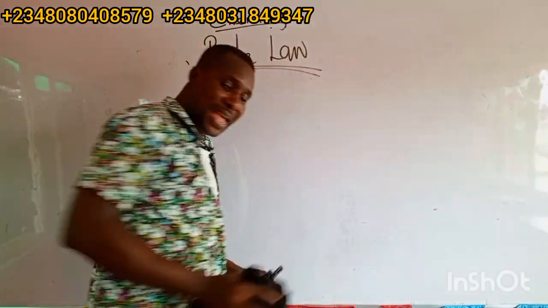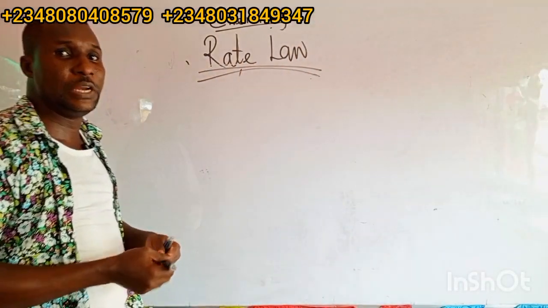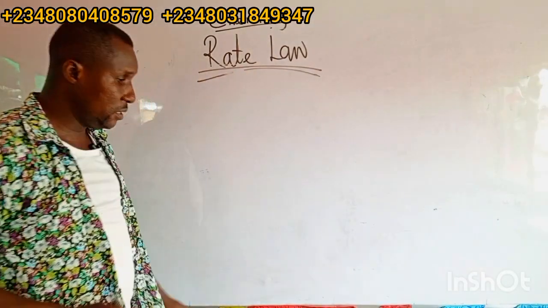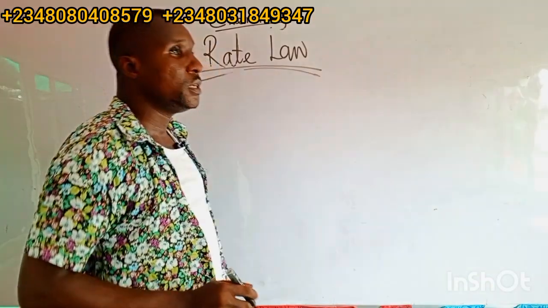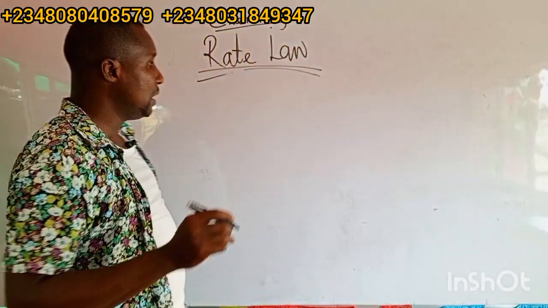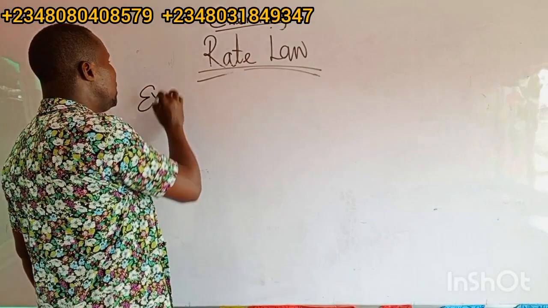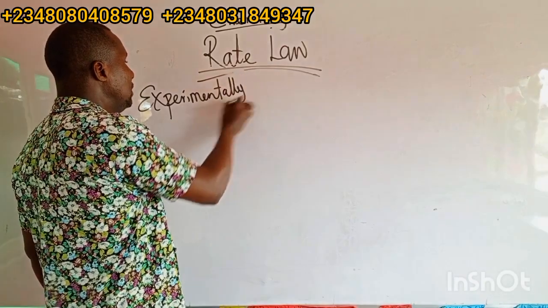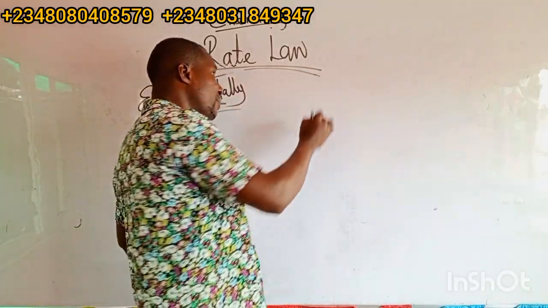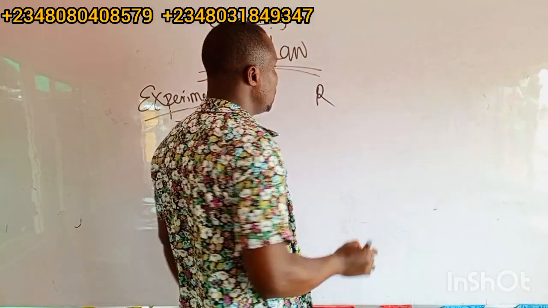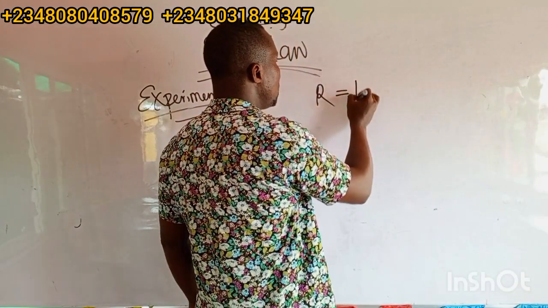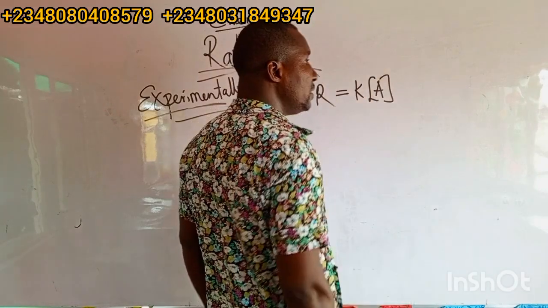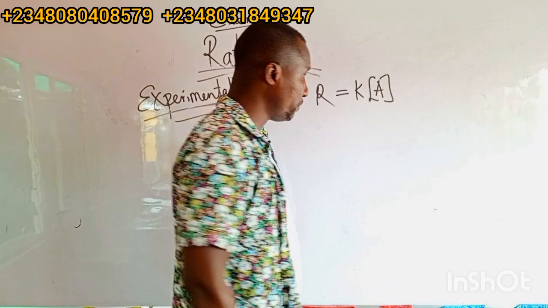I told you that for a complex relationship between rate of reaction and concentration of reactant, the rate law is determined by experiment. And it has been done experimentally that rate of reaction is equal to K times A raised to power 1. This is a first order reaction.